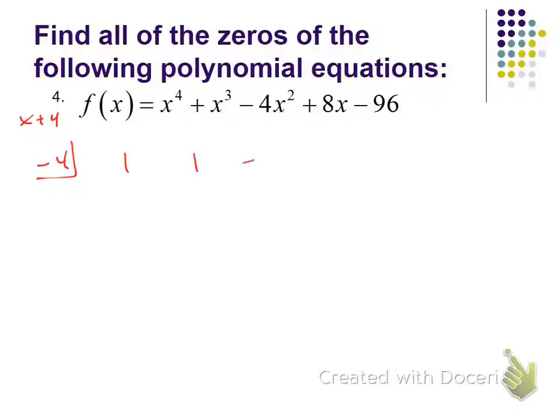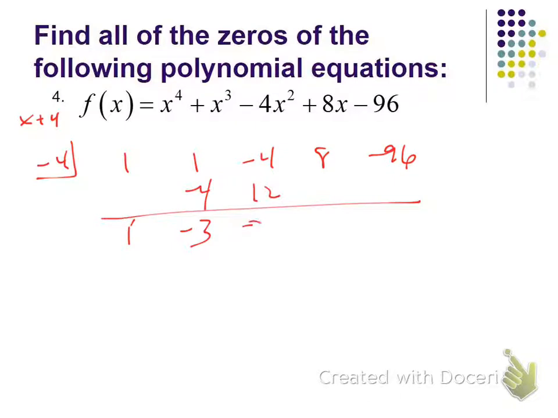Then we need our coefficients. Drop the 1 down, multiply up, add those, multiply up, add those, multiply up, and then add those and multiply up, and we get positive 96, which is a remainder of 0, which is exactly what we want. Now it means that we drop a degree from a 4th degree to a 3rd, and we use these guys as our coefficients.